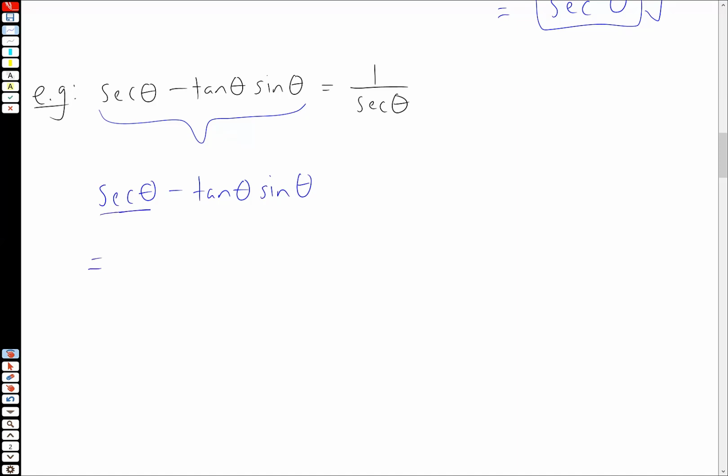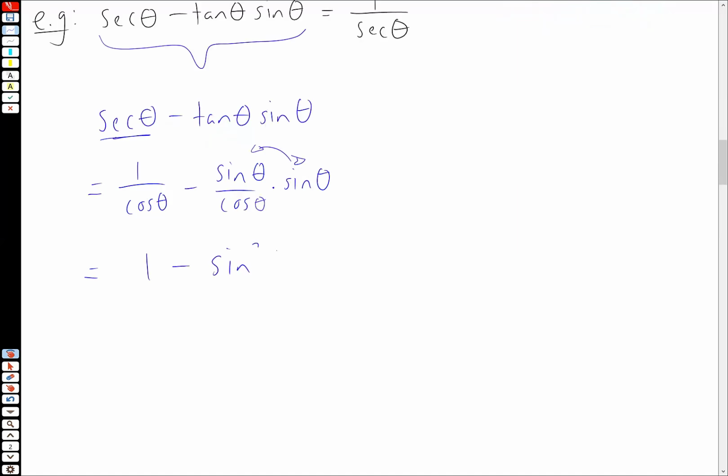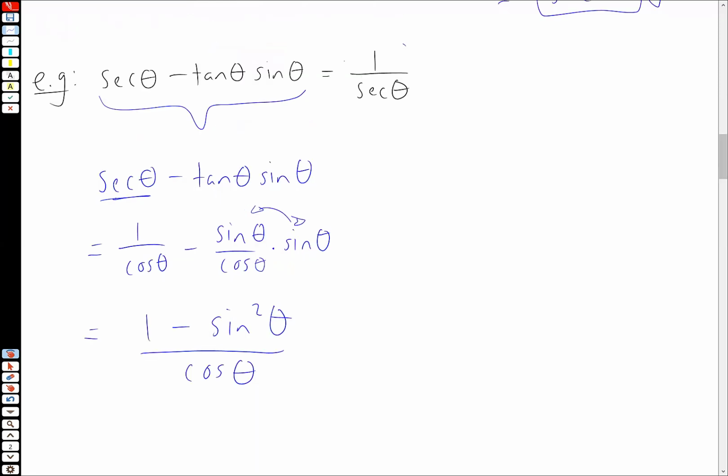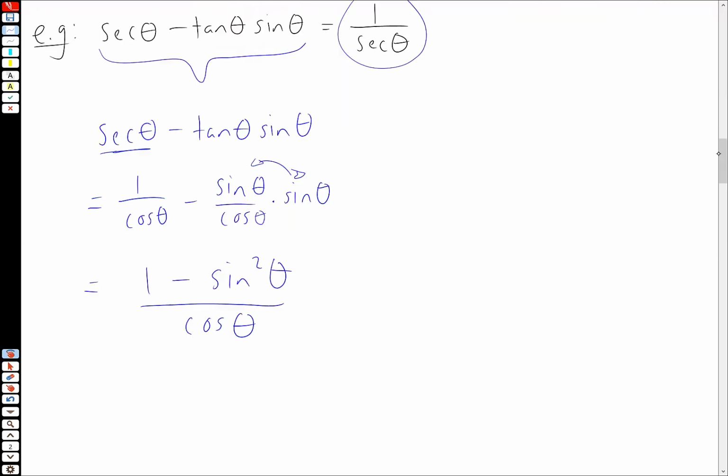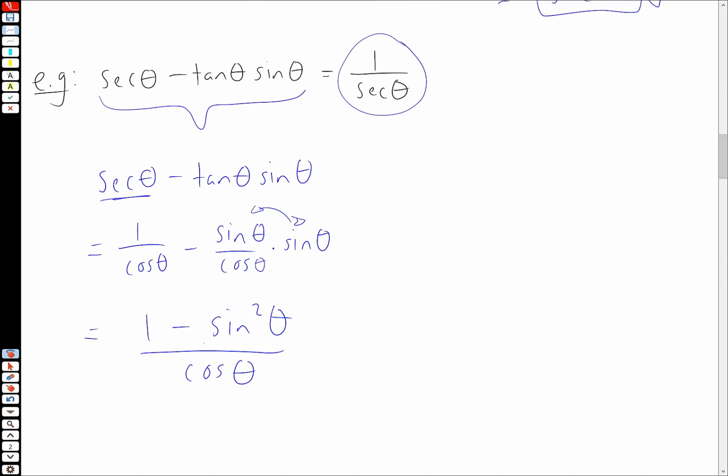So secant of theta here, this is 1 over cosine, minus tangent is sine over cosine. Okay, so let's multiply the two sines here. Okay, and we get 1 minus sine squared theta all over cosine of theta. Okay, now keep in mind we want 1 over secant of theta, right? Okay, so what else can we do now? Now notice on the top we do want a 1. We don't want any sine squareds, right?